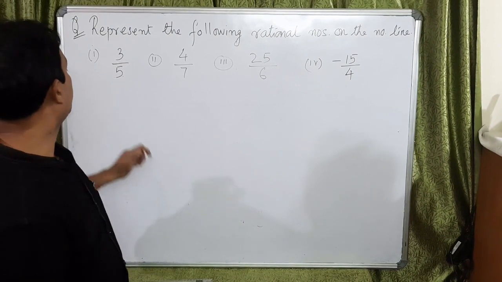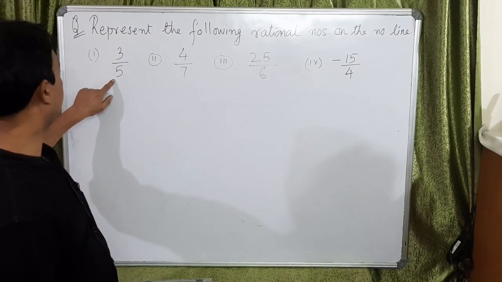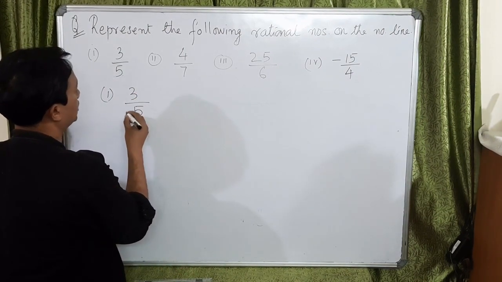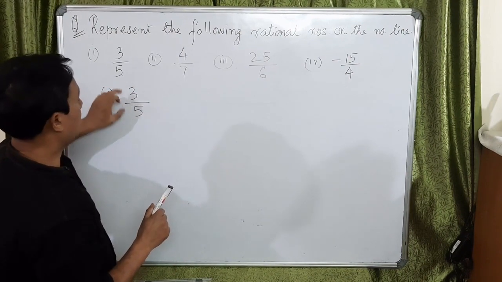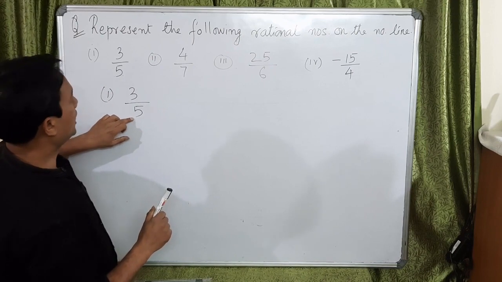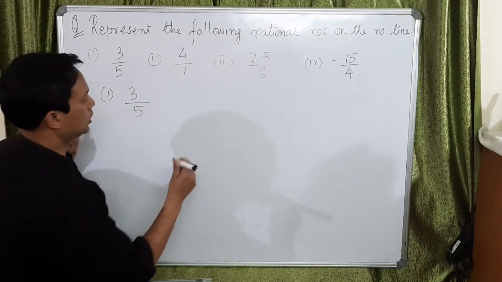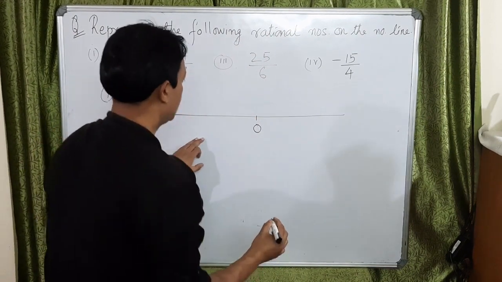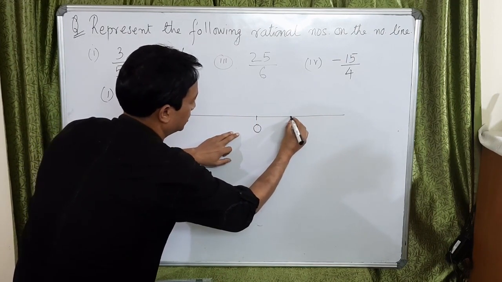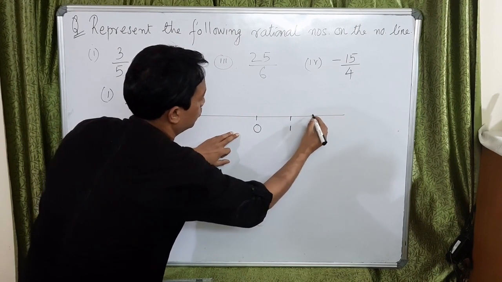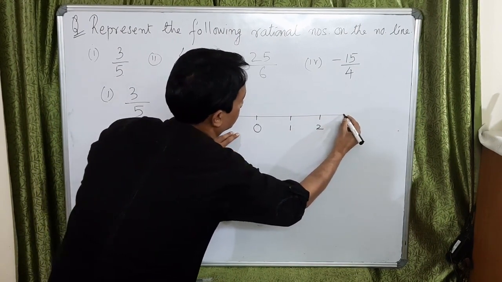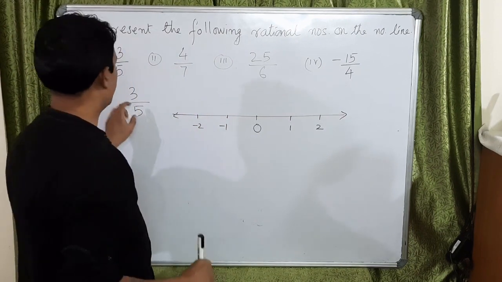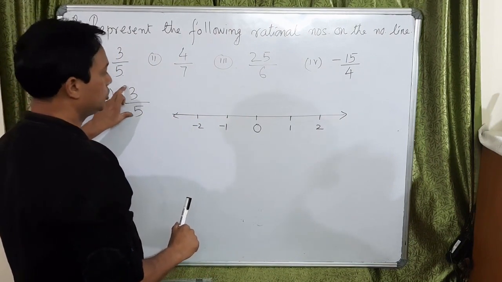Okay. Now let's represent some fractions on the number line. The first one is 3 by 5. Here you can see 3 is smaller than 5. The numerator is smaller than the denominator. So in that case, we know this number is going to lie between 0 and 1. So on the number line, we'll draw a line. On this line, we'll write 0 somewhere, and then at a certain distance, say this much, we'll take it as 1, equal distance 2, and so on. Then this side you can write -1, -2, and so on.